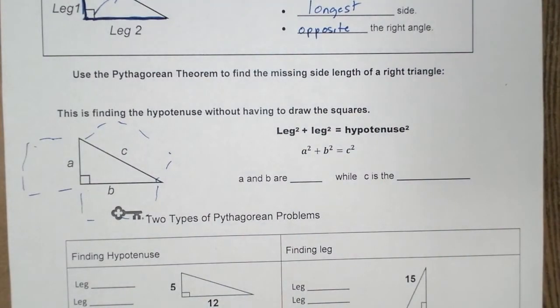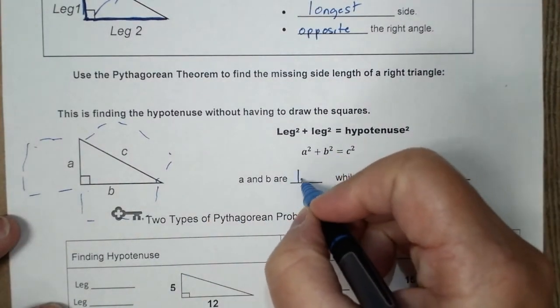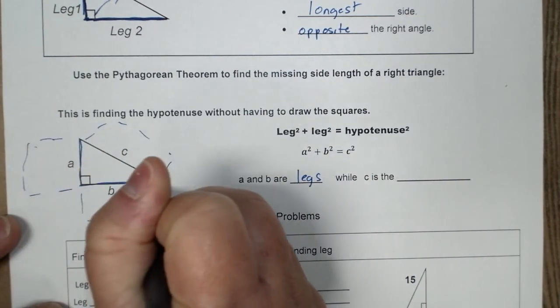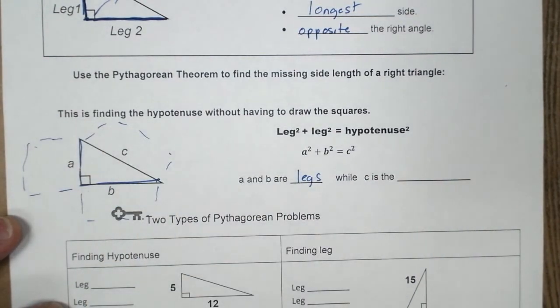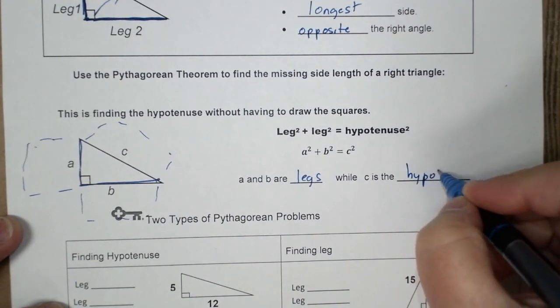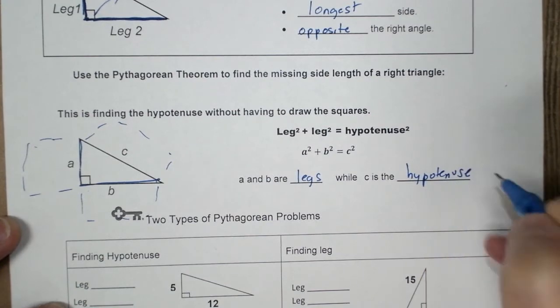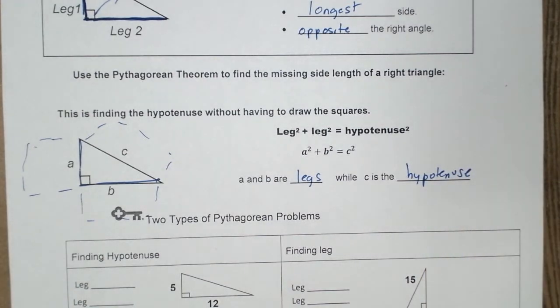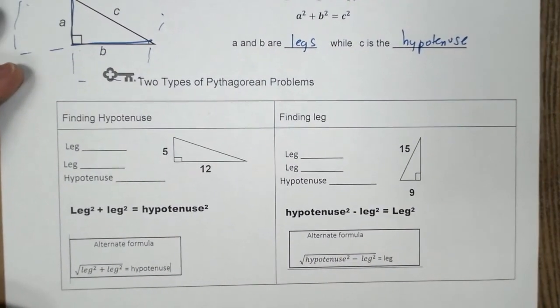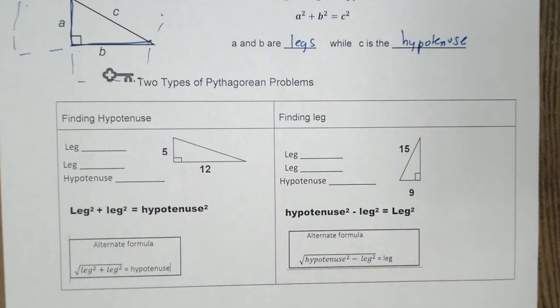Now a and b are legs, because notice that I come off the right angle and I come off the right angle, and that means I'm the legs, and c is the hypotenuse. You will need to be able to identify the legs and the hypotenuse. So, I'm going to do some problems, finding the hypotenuse. So, here we go.